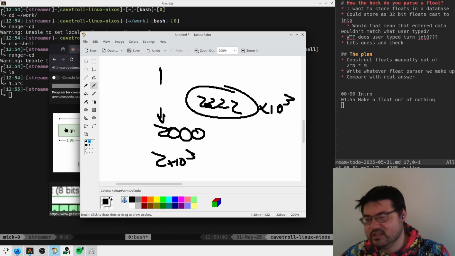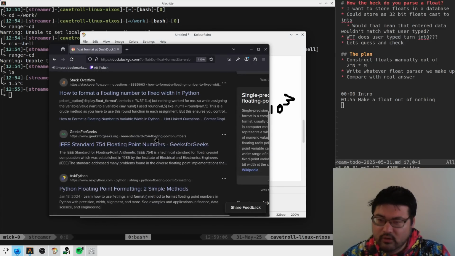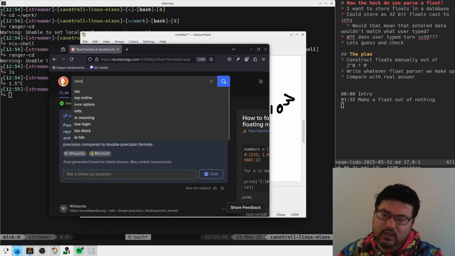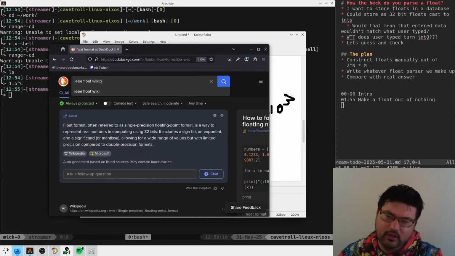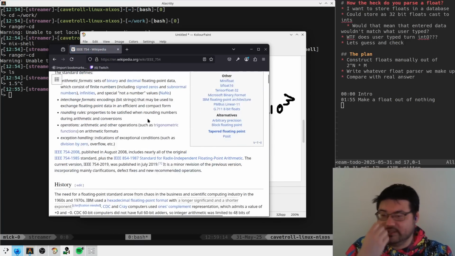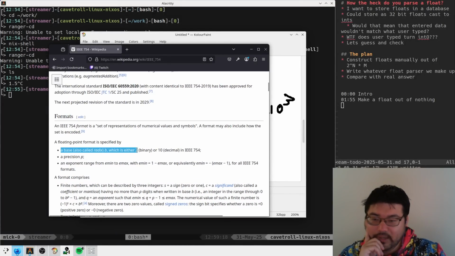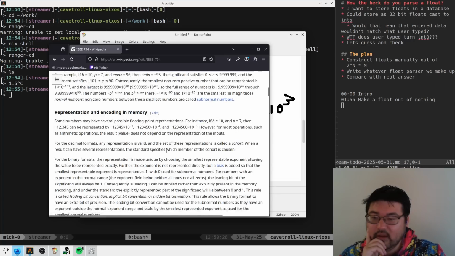I'm okay Googling this because this isn't the problem we're trying to solve. So let's look up IEEE float Wikipedia. They will probably tell us. Base, which is either 2 or 10, you can have 10. Okay, we're using base 2 floats, right?